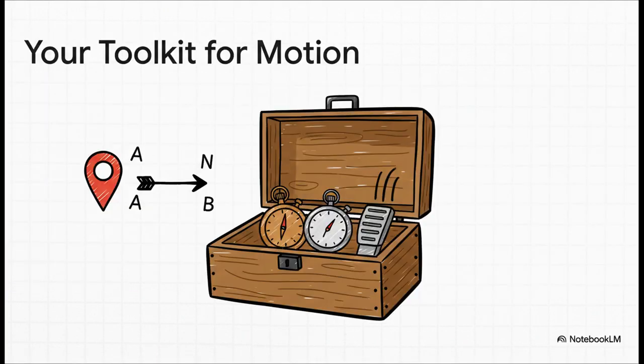And just like that, you've got it. Your complete toolkit for describing motion. You start with a reference point to establish a position. You measure displacement to find the direct change in that position. You calculate velocity to find out how fast and in what direction that position is changing. And finally, you use acceleration to describe how that velocity itself is changing.